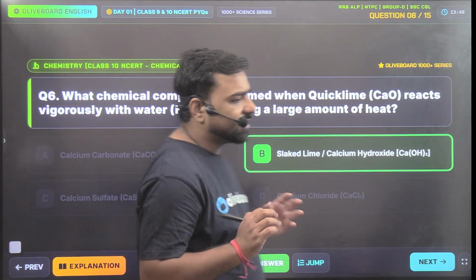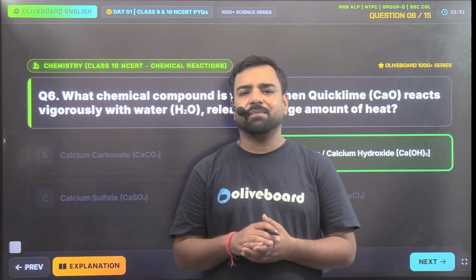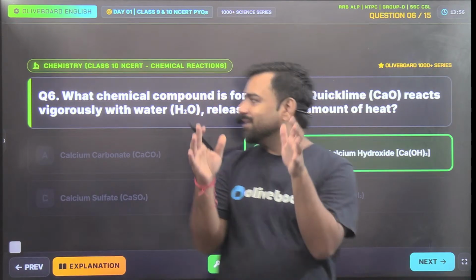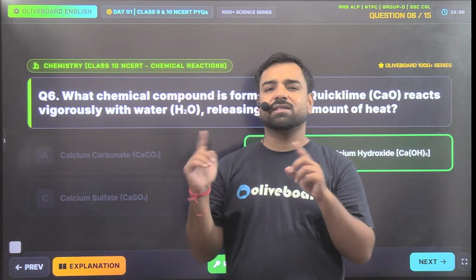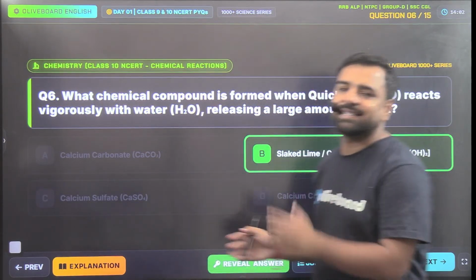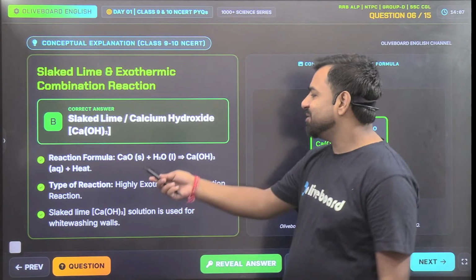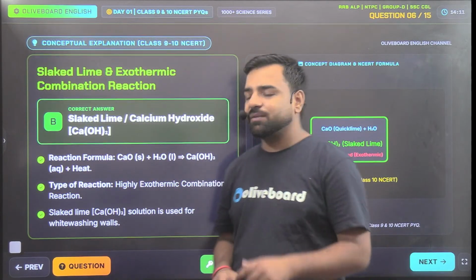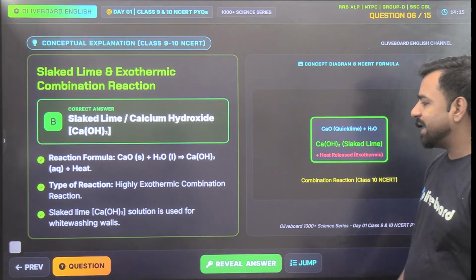So guys, for this case, you can just use your pen and paper, or without using pen and paper, because you are all experienced ones, you can just calculate that part. So it was given CaO, here it is H2O, so it will form Ca(OH) whole twice, and obviously that's the slaked lime. Option number B is the correct answer. So that's the equation. CaO plus H2O gives Ca(OH)2 plus heat. So it's an exothermic reaction, right? It's a highly exothermic reaction and it's used for whitewashing the walls.